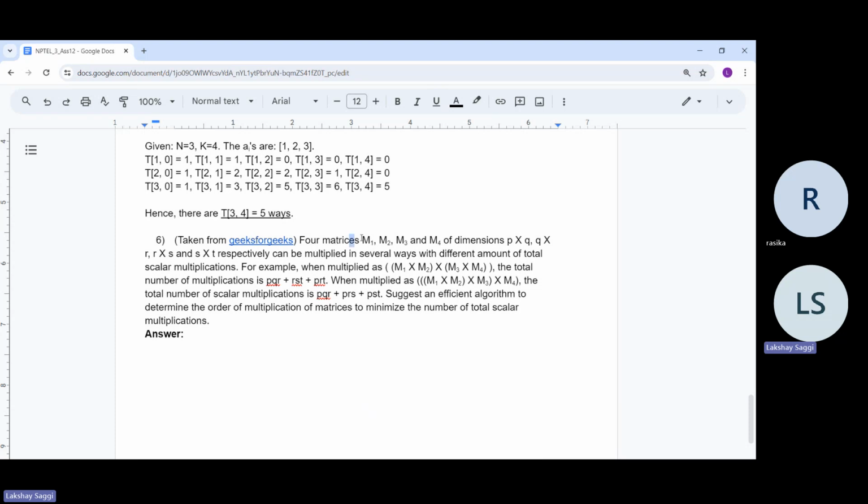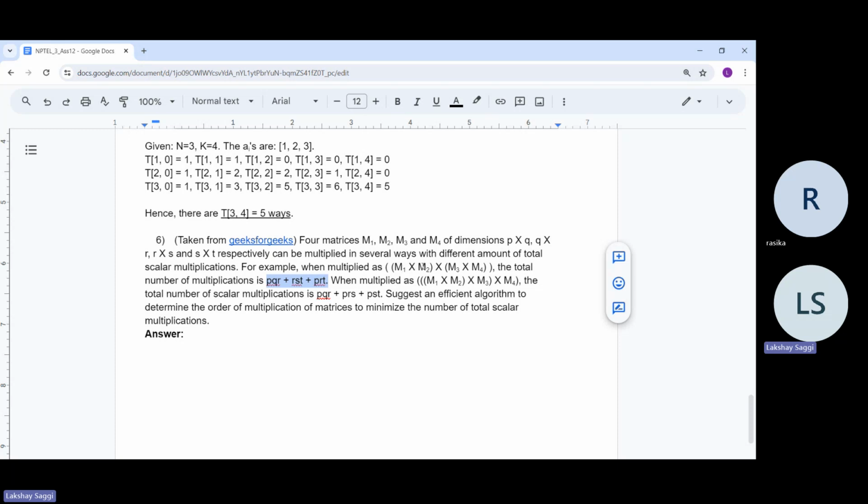Suppose we are given 4 matrices M1, M2, M3, and M4. And we have been given that these have dimensions P cross Q, Q cross R, R cross S, and S cross T respectively. And note that these matrices can be multiplied in several ways with different amounts of total scalar multiplications. So for example, if we multiply M1 cross M2 and M3 cross M4, suppose we first calculate M1 cross M2 and then M3 cross M4, and then we take the product of these two products, then the total number of multiplications will be how much?